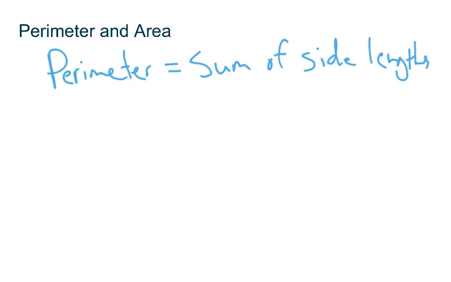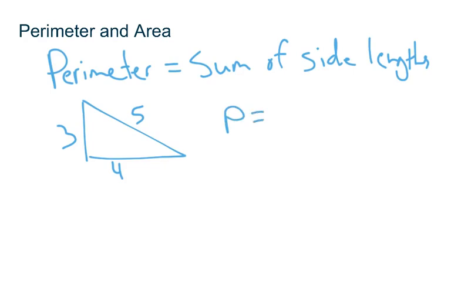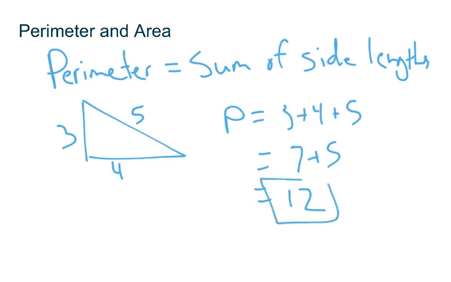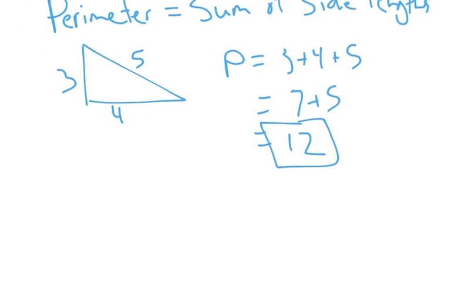So let's get a triangle: 3, 4, 5. Find the perimeter of it. Perimeter is going to be equal to 3 plus 4 plus 5. In other words, the perimeter is equal to 7 plus 5, which is equal to 12. So perimeter here is 12. We'll talk about how this could get a little more advanced later on. Perimeter gets a little more complicated when we start looking at other shapes.